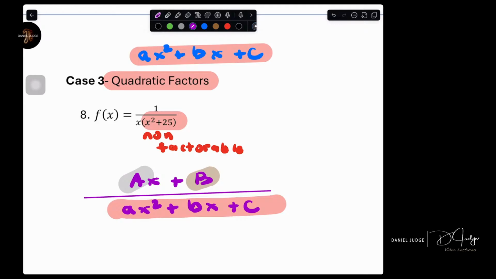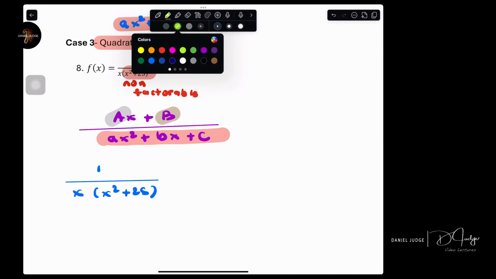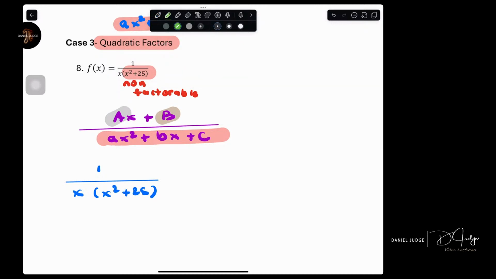So every quadratic factor gets replaced with this partial fraction decomposition. So you have now 1 over x, that's linear by the way, x squared plus 25. So you have a linear factor with the x, and the quadratic factor over here.